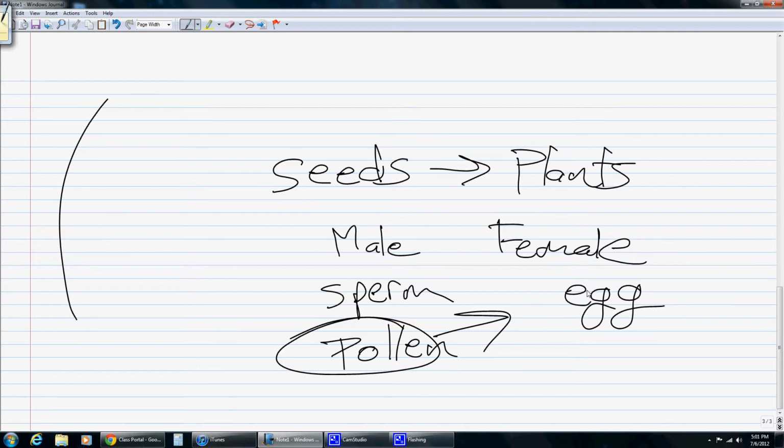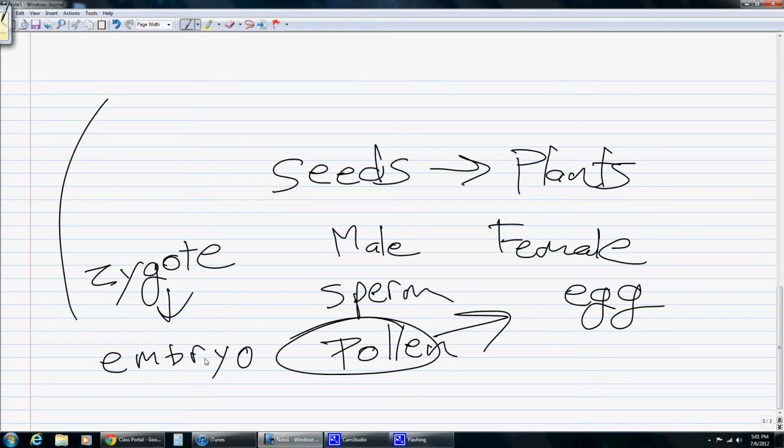Again, we talked about this earlier in class, why it's so important to try and reproduce with organisms that have genetic differences than you do. But this pollen is going to combine with this egg, and it creates something called a zygote. The zygote is the fertilized egg, which will eventually grow into an embryo. And this embryo is going to be stored inside of a seed coat.